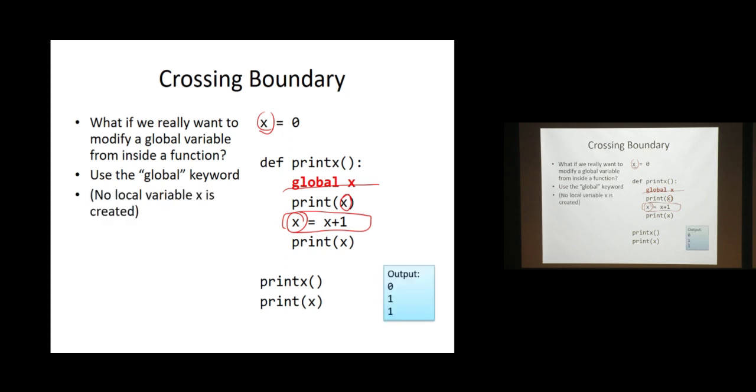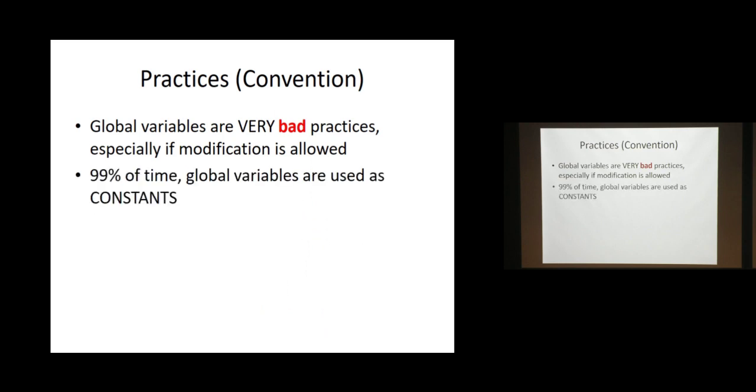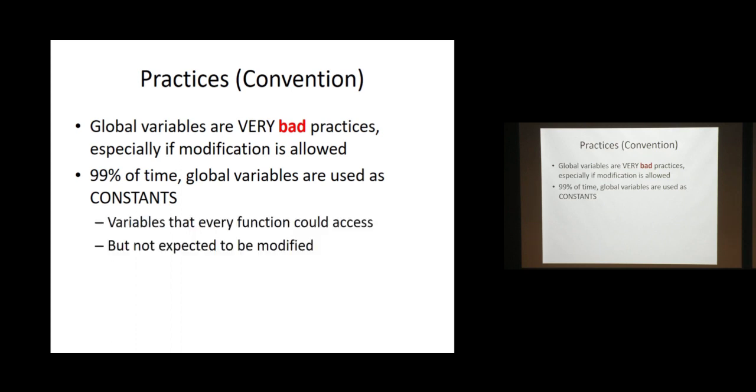Okay? Global variables are very bad practice. Don't do it. Okay? 99% of the time, you only use a global variable as a constant. You don't change it. So global variables, just don't use them because they create a lot of problems in your program. Very hard to debug your program. Okay? Try not to use it.